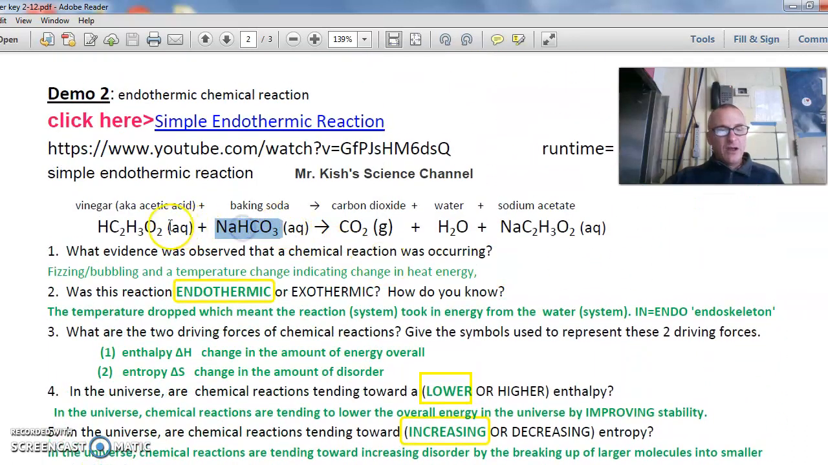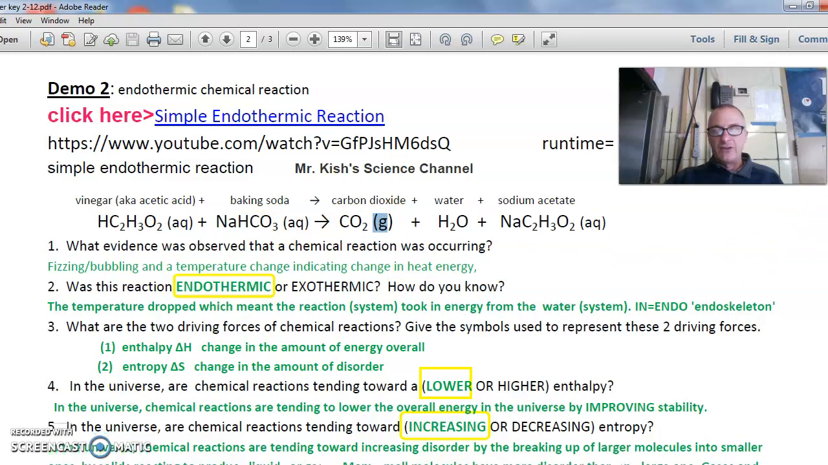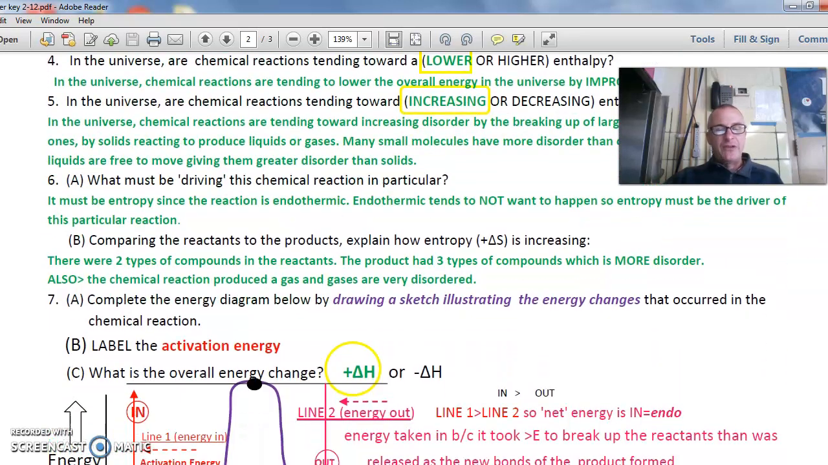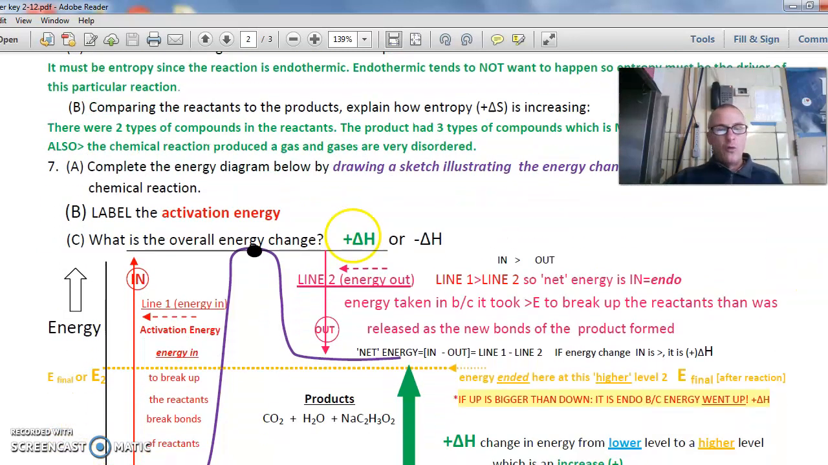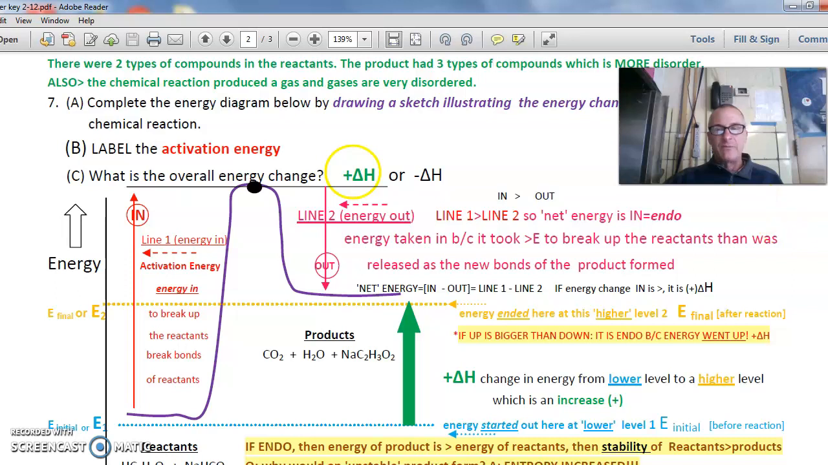We have 2 substances in the reactants. We have 3 substances in the product. So the number of things has gone up. These bigger things have broken apart into smaller things. The second thing is we see that we're making a gas. That's greater entropy. So entropy is going up in this reaction, as we have explained right here. Now they're asking us to draw what is occurring in this reaction.